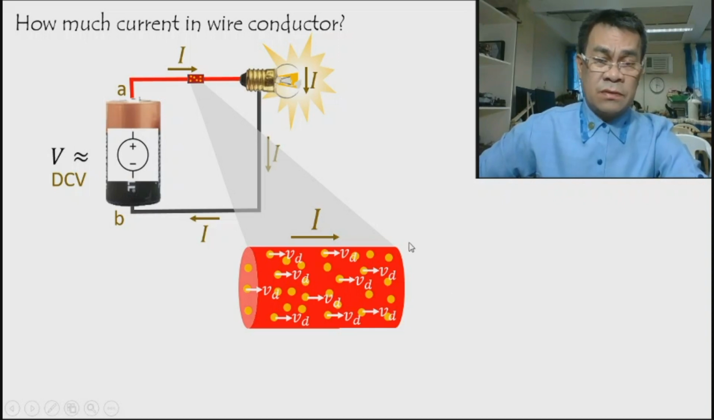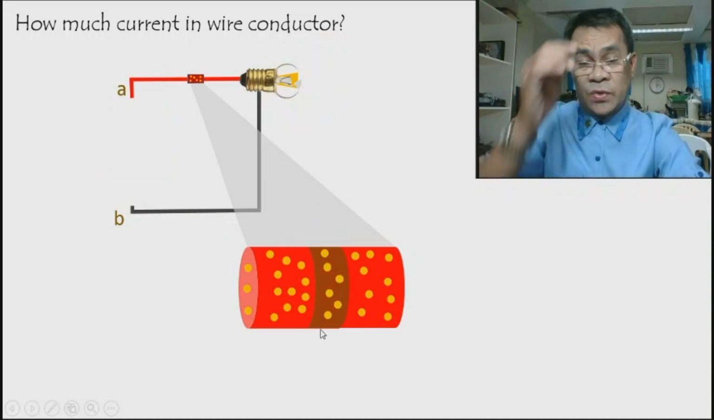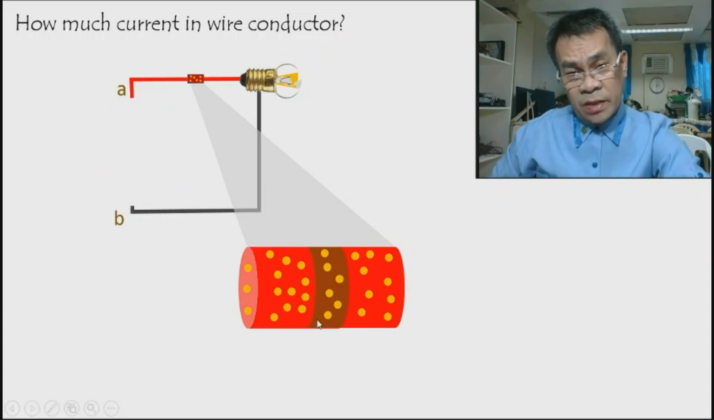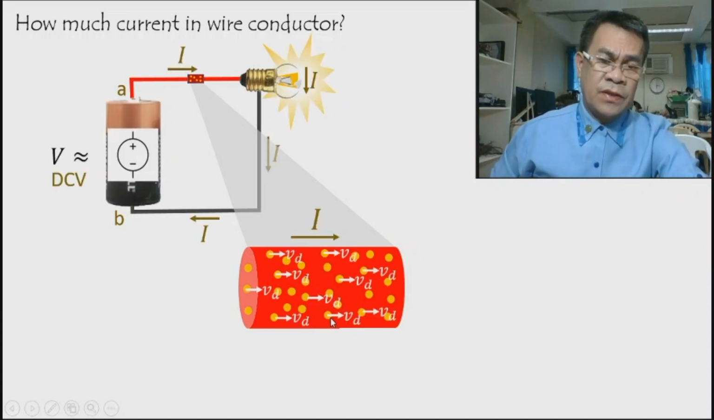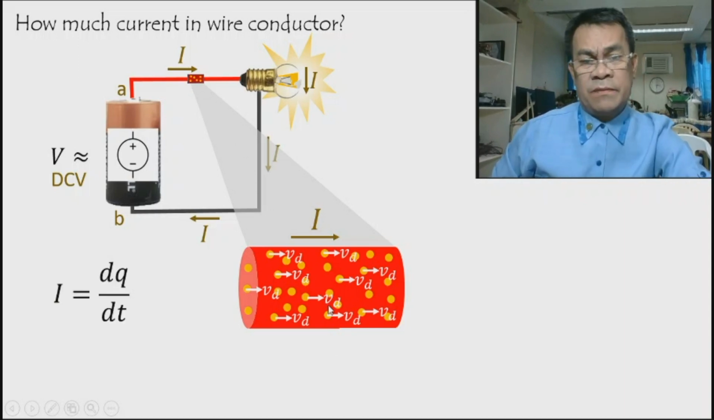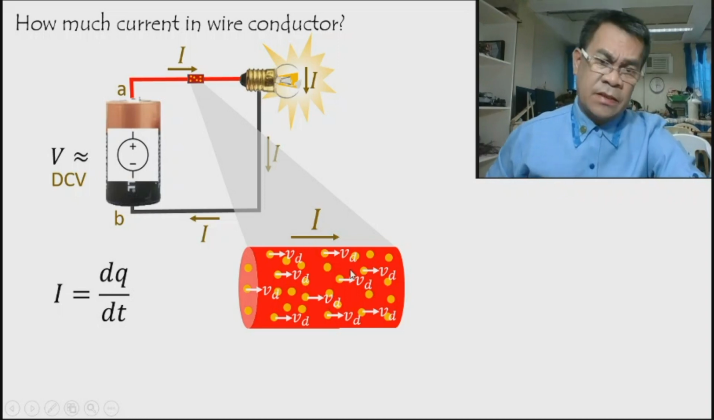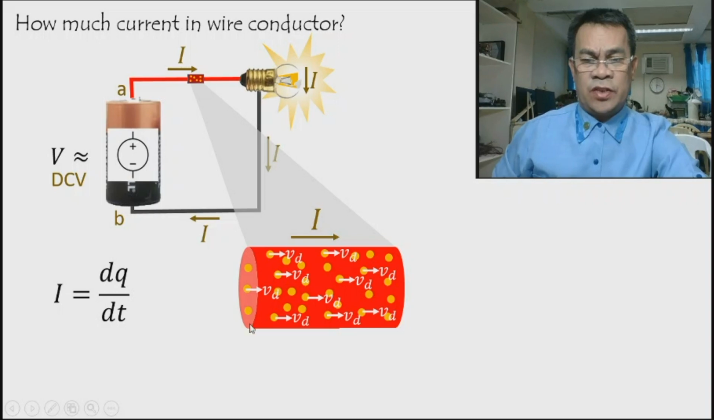So to answer this one, we need to consider a very, very small thickness of this. So if this is a very, very small segment, by the way, we have this drift velocity for every charge.